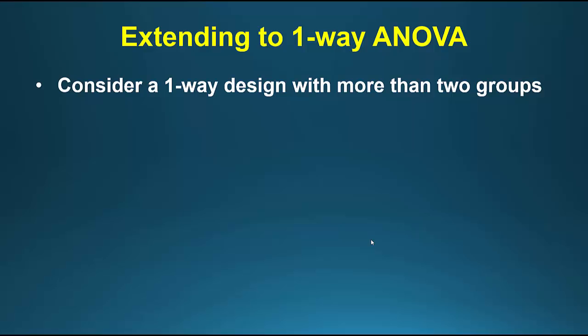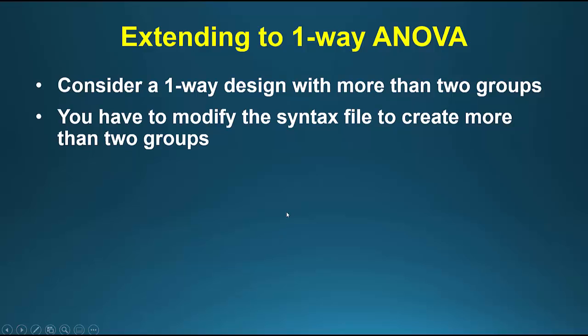So how can we extend what we've just done to a one-way ANOVA? Well, we want to work to a one-way design with more than 2 groups, because with 2 it's essentially the same as the t-test. So the first thing is that you have to modify the syntax file we used earlier to create more than 2 groups. It's actually very simple to do, and I'll show you how now.